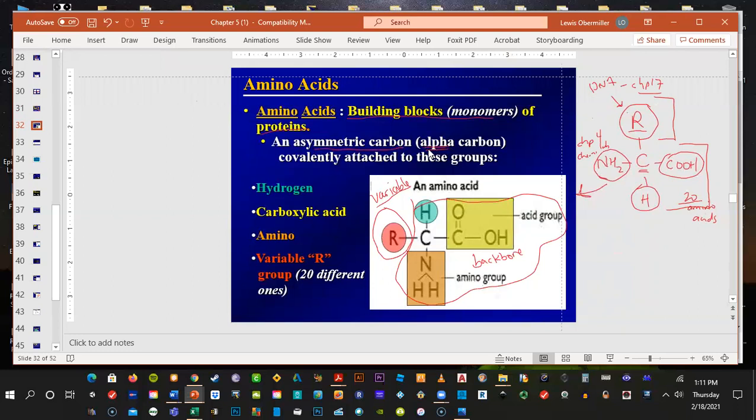Remember, it's a central carbon. We call that an alpha carbon. I don't care that you know that. And all of these are covalent bonds, which means they're sharing electrons. This is always present. This is always present. This is always present. And this makes up the backbone. And then this is the 20 different variable groups here. So that's what you need to know about the monomers of proteins. And just practice drawing this out. You know, after a while, it's super easy. You just need to know the functional groups, just amino and carboxylic acid. That's where it gets its name, amino acid.